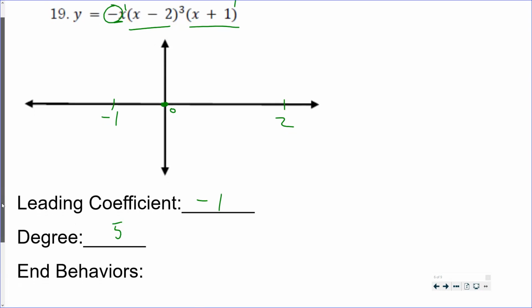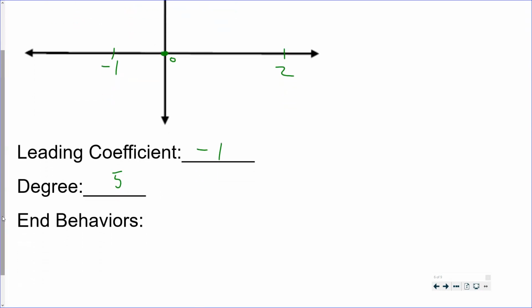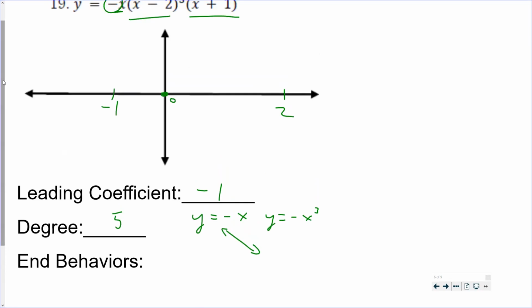So what that tells me is I have a negative leading coefficient with an odd degree polynomial. So it should have end behavior similar to y equals negative x or negative x cubed. The same thing. So that means I should start from the top and I should end going down.